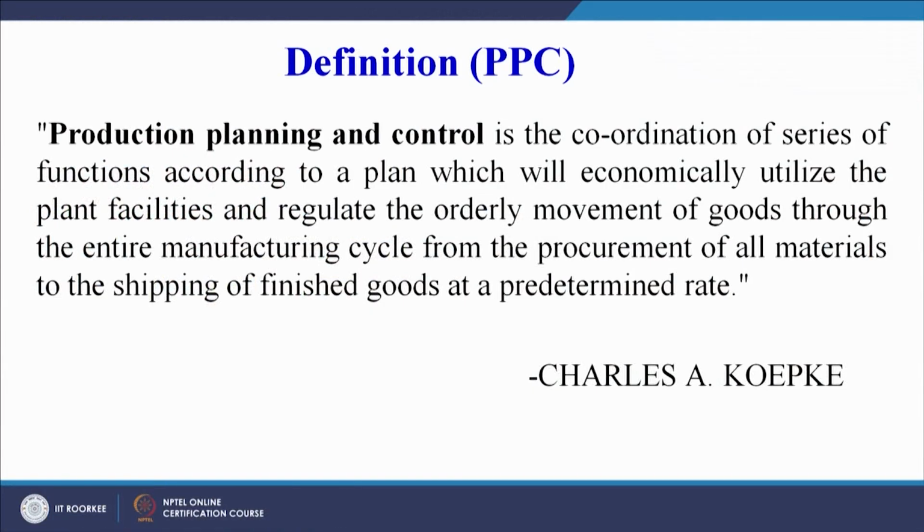As per Charles A. Coipe, production planning and control is the coordination of a series of functions according to a plan which will economically utilize the plant facilities and regulate the orderly movement of goods through the entire manufacturing cycle, from the procurement of raw materials to the shipping of finished goods at a predetermined rate. So here again, as per the definition, we can see that in production planning and control, the major focus is the management of the operations, starting from the procurement of the raw material to the dispatch of the finished product.